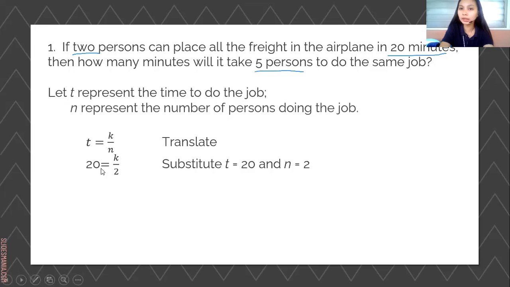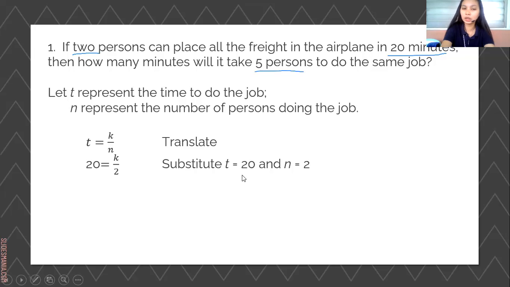Bakit po, saan po nanggaling si 20 and si 2? Di ba po dun sa direct natin, lagi pa rin natin ginagamit lahat po ng given na nandoon sa problem. So dito, ganun din po sa inverse. Ang sabi kasi diyan, yung 2 persons daw po kaya niyang ma-accomplish yung job in 20 minutes. So yung T natin is 20 minutes. Yung N natin, number of persons that can do that in 20 minutes, is 2 persons po.